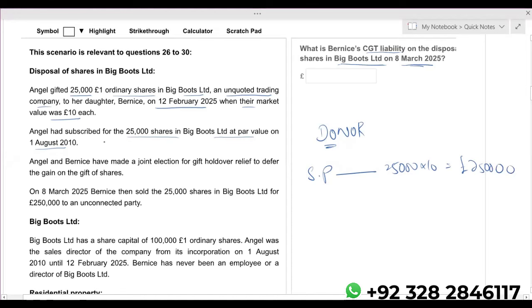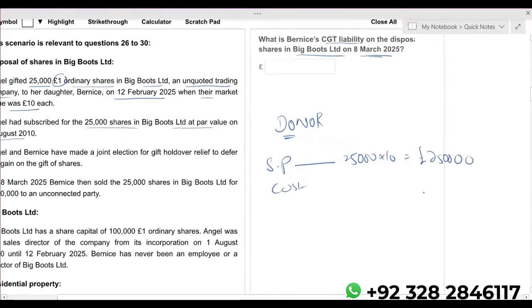Angel actually subscribed for these shares. Subscribe means when a company issues these shares for the first time, at that time Angel bought them. And Angel subscribed, obviously, at par value, and the par value is £1. Cost is 25,000. Your capital gain is 225,000. The entire gain is covered by the gift relief.